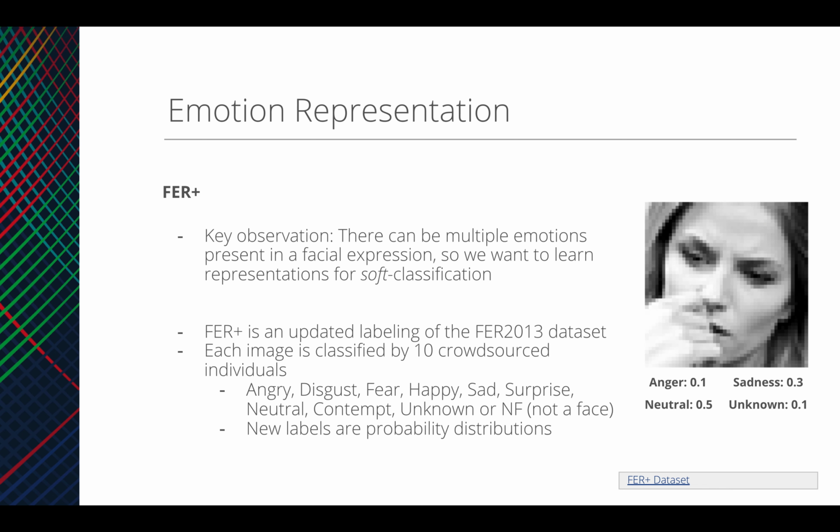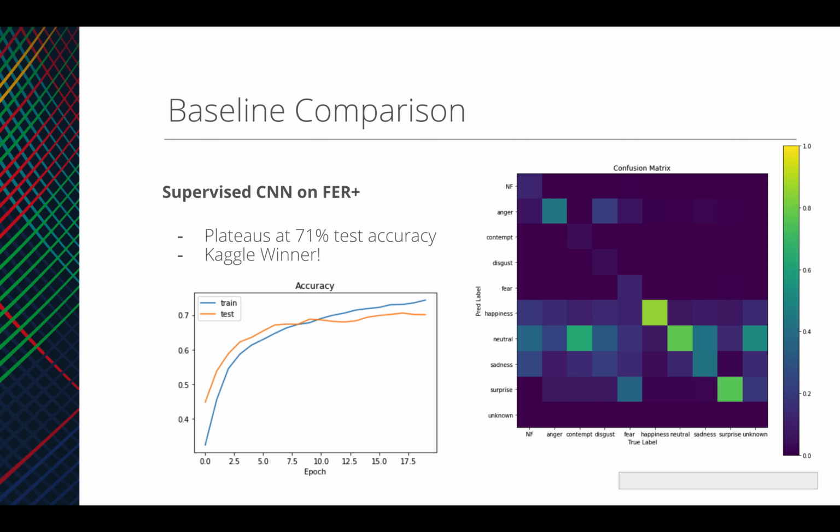FER Plus is an updated labeling of the FER 2013 dataset provided by Microsoft. Each image has been classified by 10 crowdsourced individuals, creating an emotion probability distribution rather than a one-hot label. This dataset immediately improves the baseline model performance by almost 20% and outperforms the Kaggle competition winner in 2013 in terms of validation accuracy.